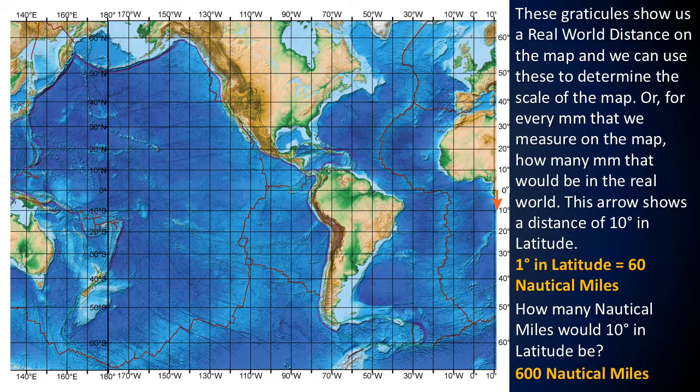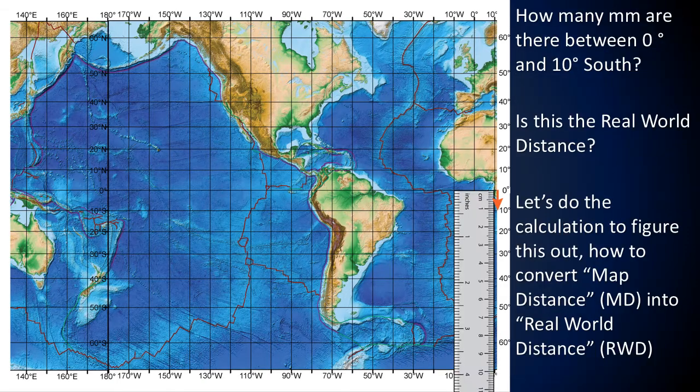Yes, 600 nautical miles. How many millimeters are there between 0 degrees and 10 degrees south? 11 millimeters. Is this the real world distance? No. Let's do the calculation to figure this out.